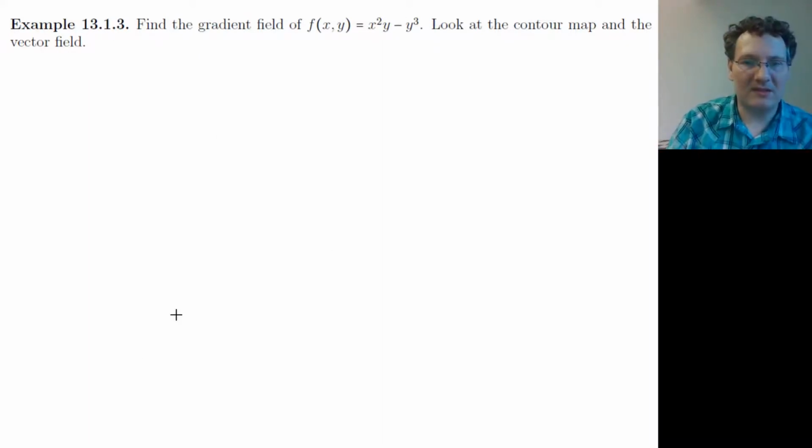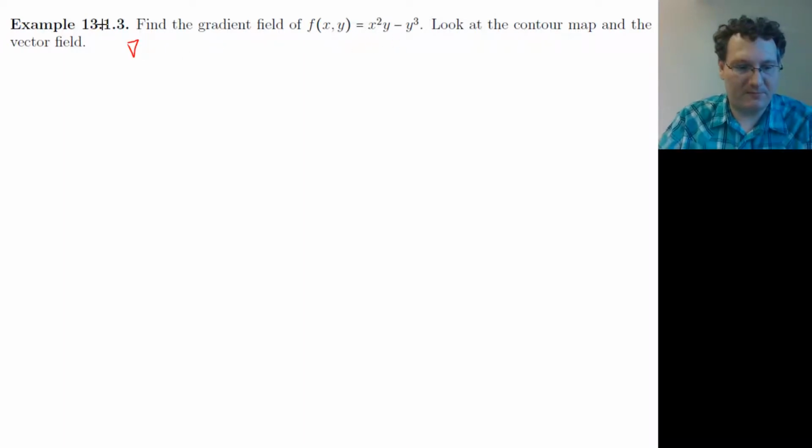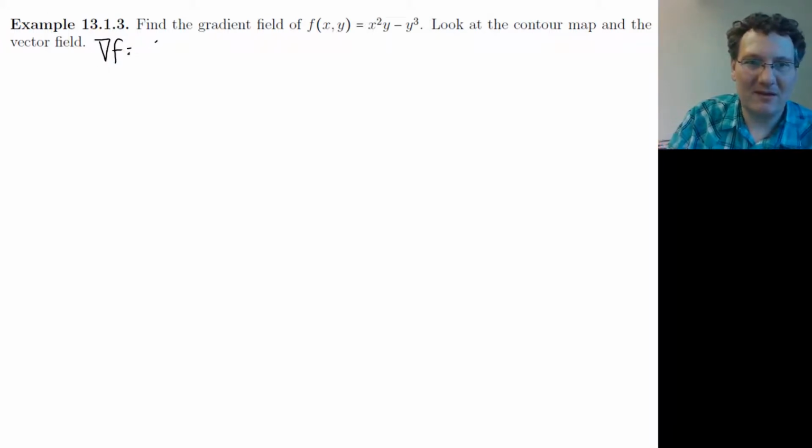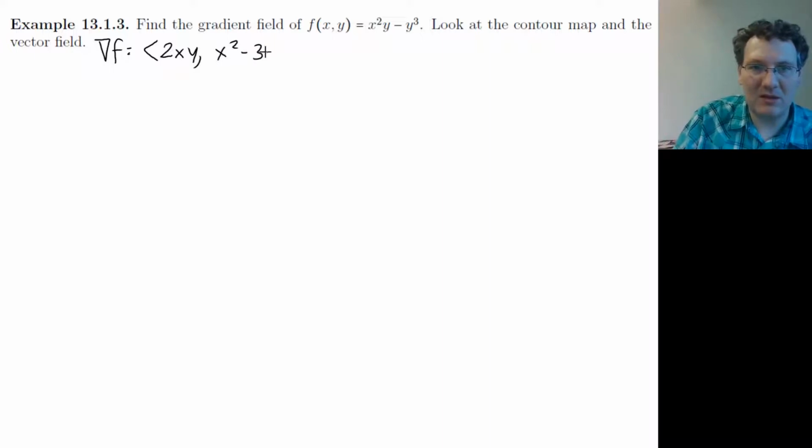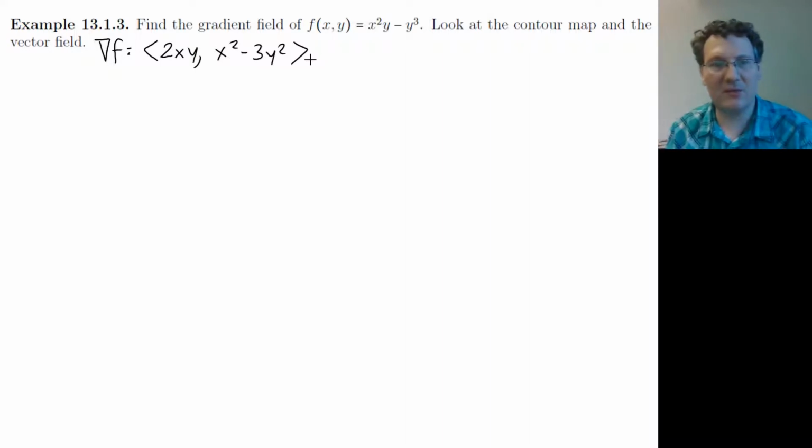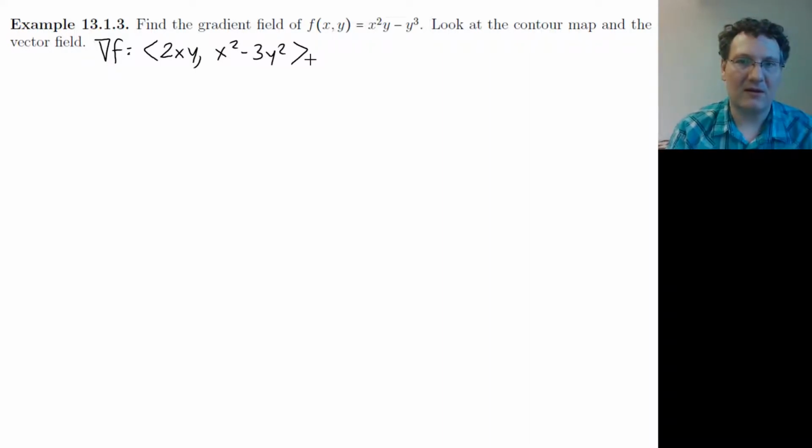So let's take this example. F of xy is x squared y minus y to the third. The gradient of f is the partial derivative with respect to x, 2xy, comma, x squared minus 3y squared. So this is the gradient of f, which you can see written like this. It is a vector field.